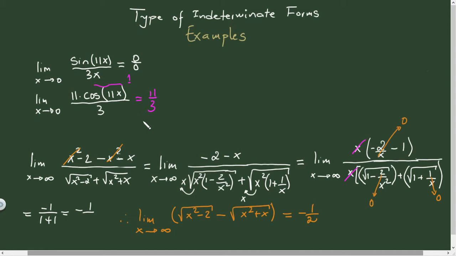For the second example, we're going to find the limit as x goes to 0 of tan of 5x over x. Doing the same thing, the tangent of 0 is 0, and 0 in the denominator, so we have 0 over 0. So we're going to use L'Hopital's rule here.